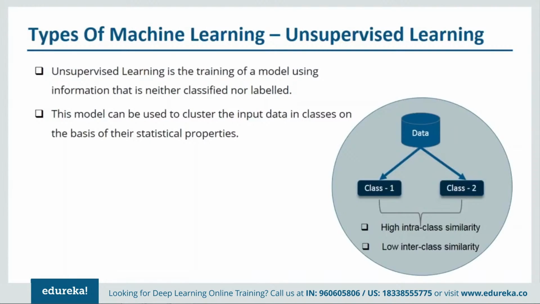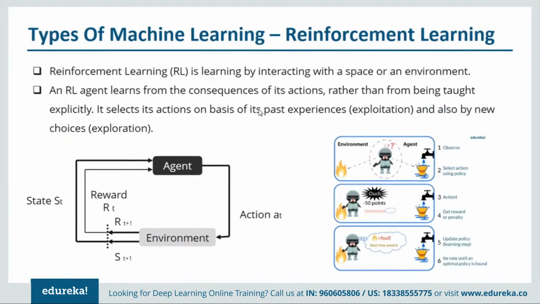Alright, so this brings us to our next type of machine learning, which is called reinforcement learning. Now this is reinforcement learning, guys. Now what happens in reinforcement learning? The machine learns by interacting with space or an environment. So it learns with its experience, with its past experience, and also by new choice exploration.